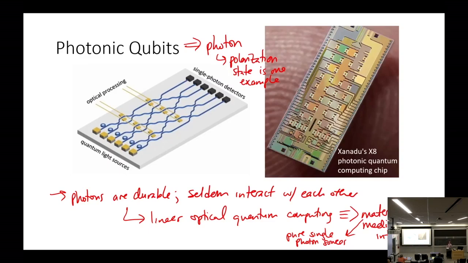Those systems are usually pretty large in size, pretty complex, and so Xanadu is a startup company that set out to do optical quantum computing a different way, and you can see one of their optical chips that they use for this, and it's sitting on someone's finger. That's very small. So those are the ridges of someone's finger. And so this is a photonic quantum computing chip.